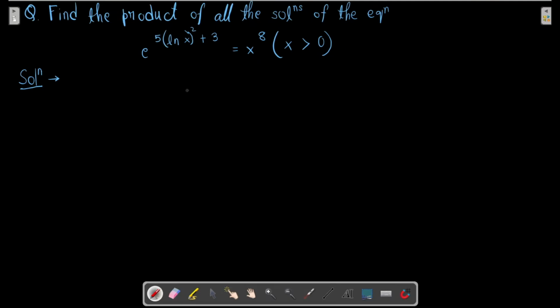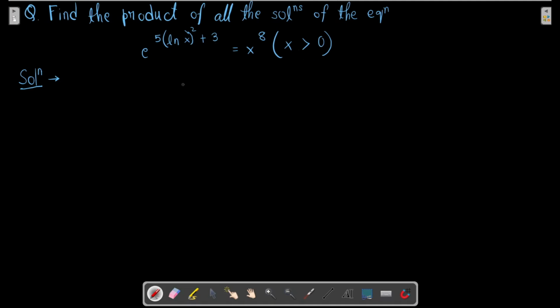Hello everyone. In today's question, we are to find the product of all the solutions of the equation given below. The equation is e raised to the power 5 times (ln x) whole square plus 3 is equal to x raised to the power 8, where x is given to be a positive real number.